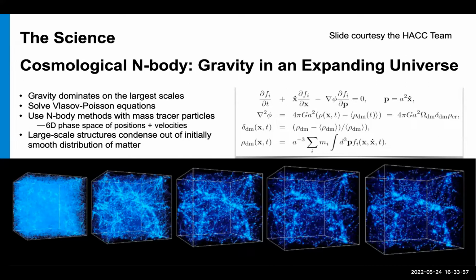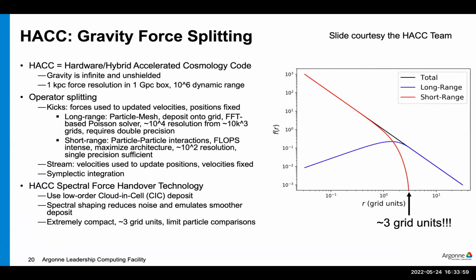Next slide, please. So the code that we're focusing on here, and the one I've worked on, is called HACC. This is the Hardware/Hybrid Accelerated Cosmology Code. It's a code that we've run on many different HPC systems, on many different architectures. The main thing we're focusing on is calculating gravity, the gravitational force, in an efficient and fast way. The tricky part about gravity is that it's infinite and unshielded, so you have to calculate the force of everything on everything.